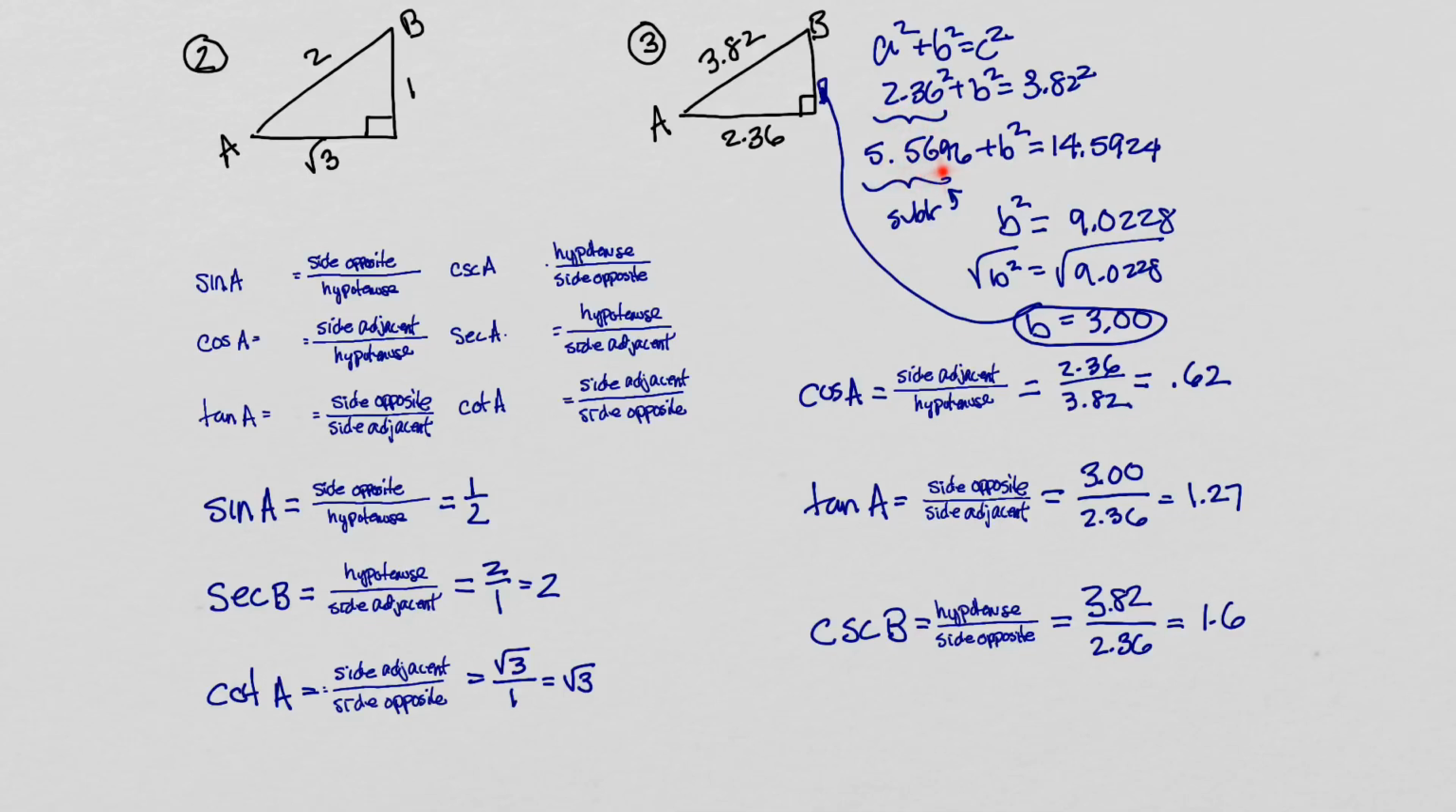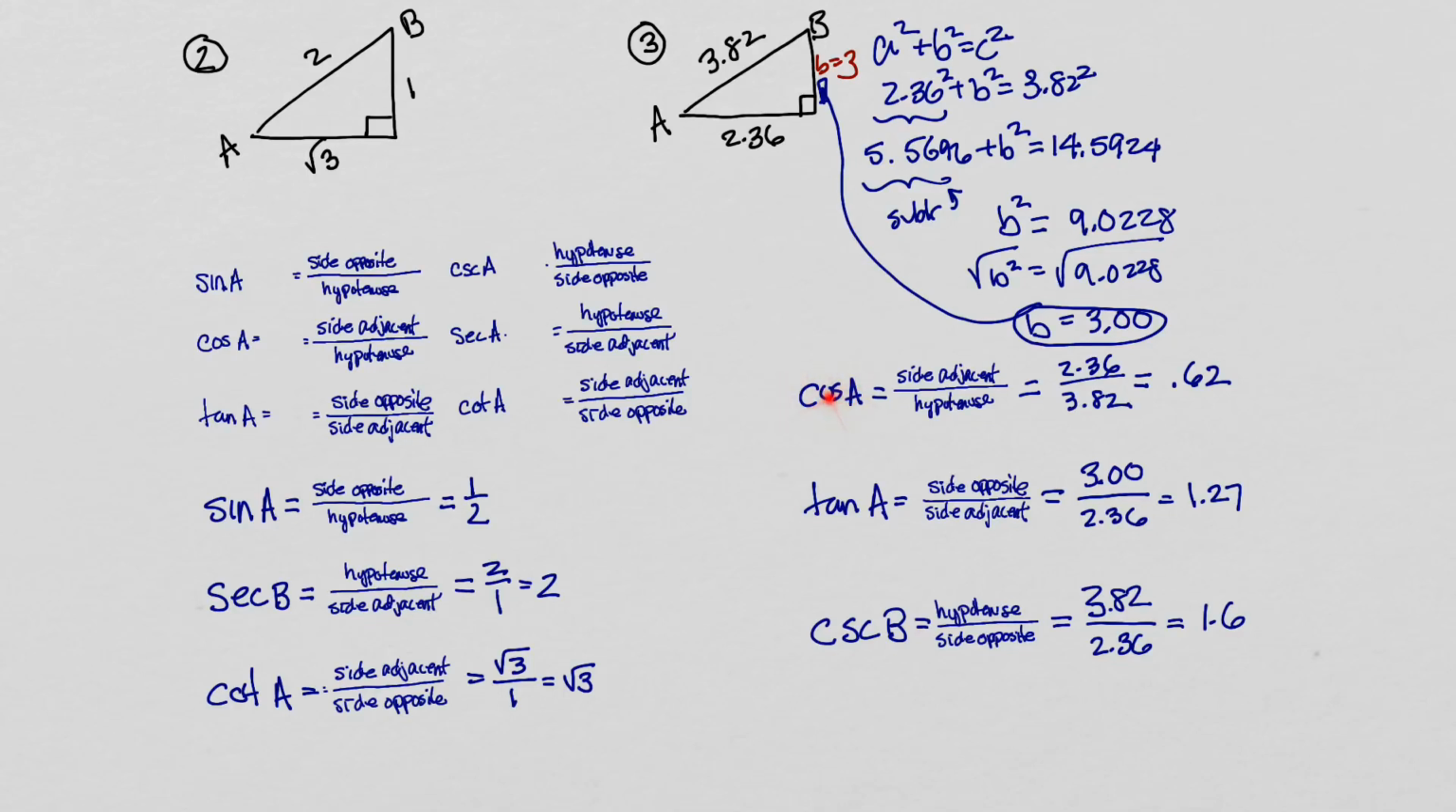2.36 squared is this number, plus b squared equals this squared. We get 14.5924. So we want to get b squared, so subtract this from both sides. So we'll get b squared is this number. Take square roots, and I got b equals 3. All right, so now we know b up here is equal to 3, so I can put b equals 3 up there.